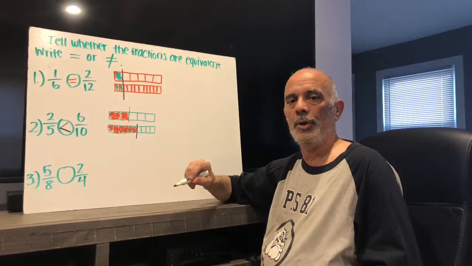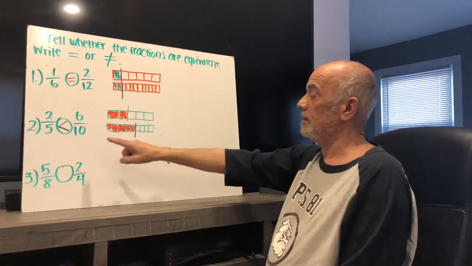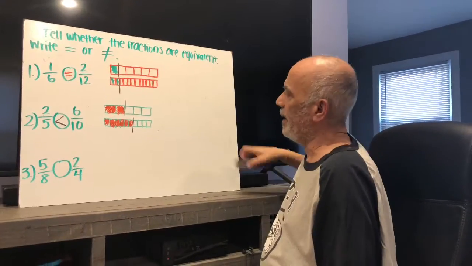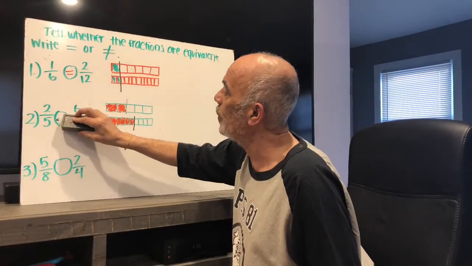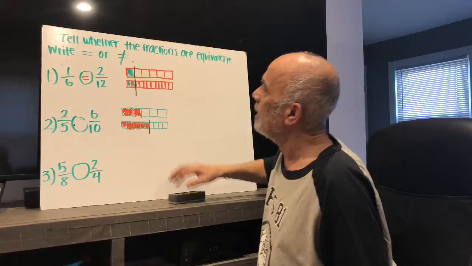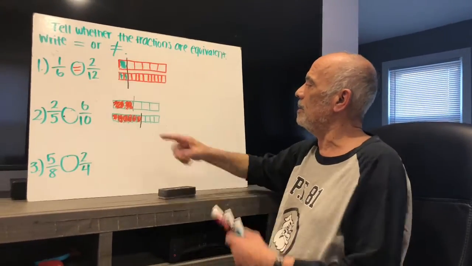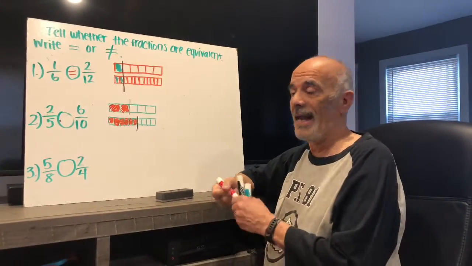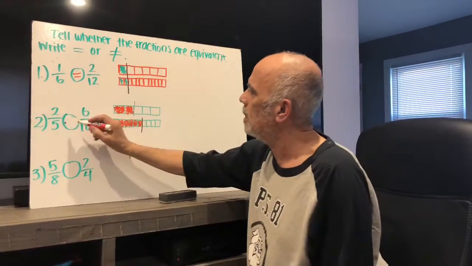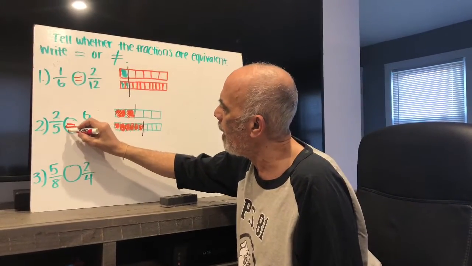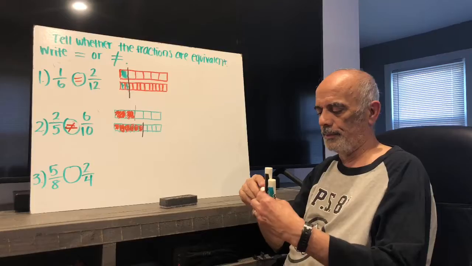Ooh, we weren't using bigger than or smaller than. Today, we're going to use equal or not equal. These are not equal. Not equal.